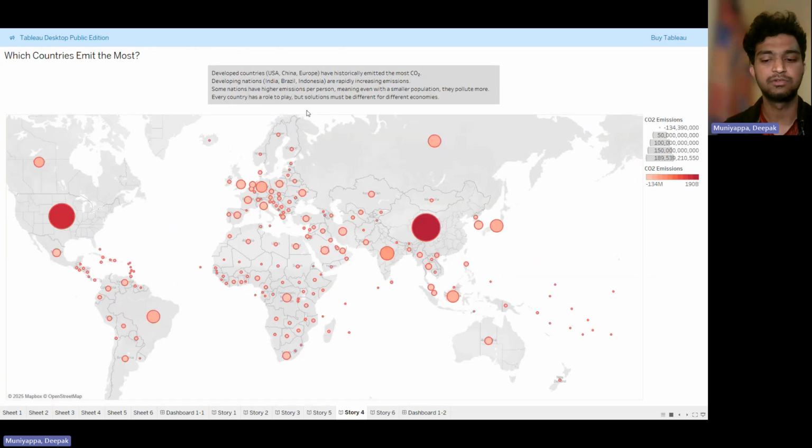So, which countries emit the most? Let's take a look at emissions on a global scale. Which countries are the biggest emitters? Our next graph visualizes carbon dioxide emissions by countries, showing us that historically developed nations like the USA, China, Russia, and European countries have contributed the most. However, in recent years, developing nations like India, Canada, Brazil, and Indonesia are experiencing rising emissions as their economies expand. This means that policies must be tailored to balance economic growth with sustainability.